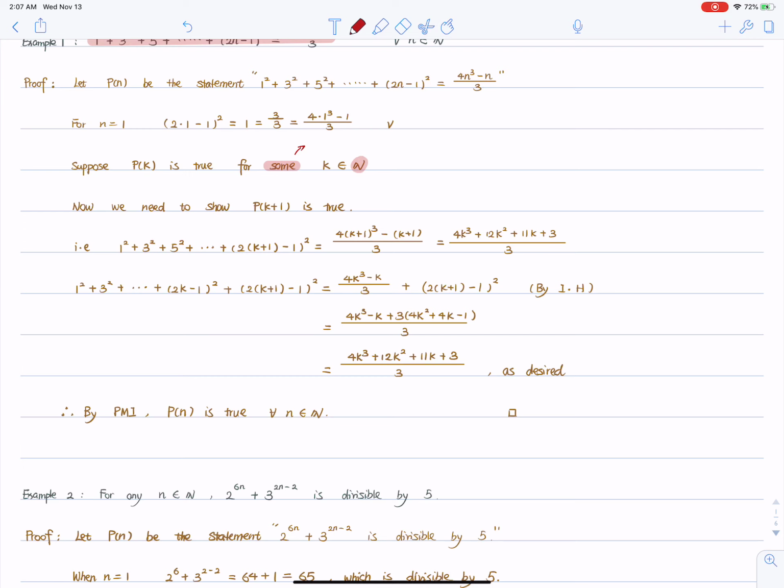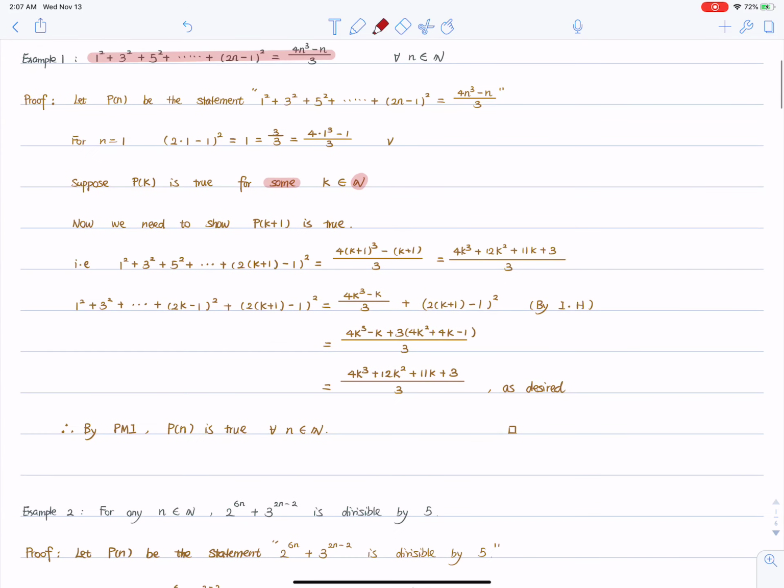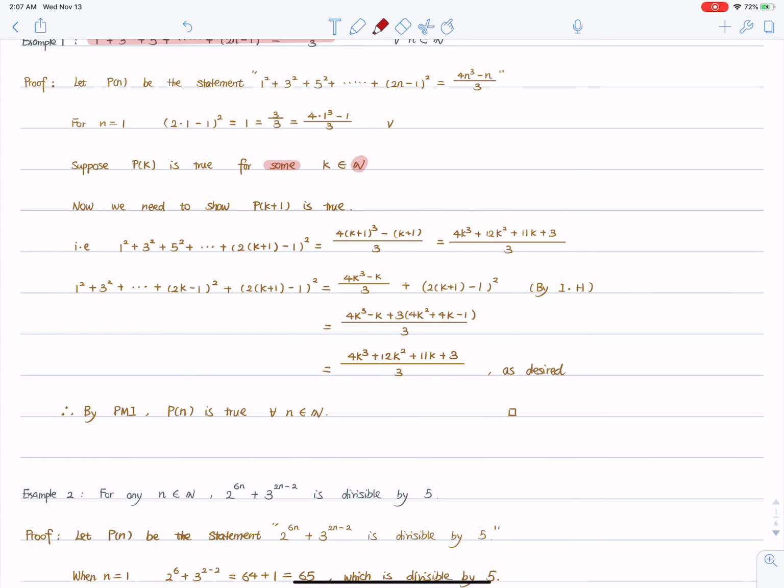The other thing is induction. If you look at the principle itself, all those are natural numbers. You cannot apply induction on real numbers, okay? Please do not write for all k in real numbers. That is wrong. Please make sure you write for some k in natural numbers, okay?